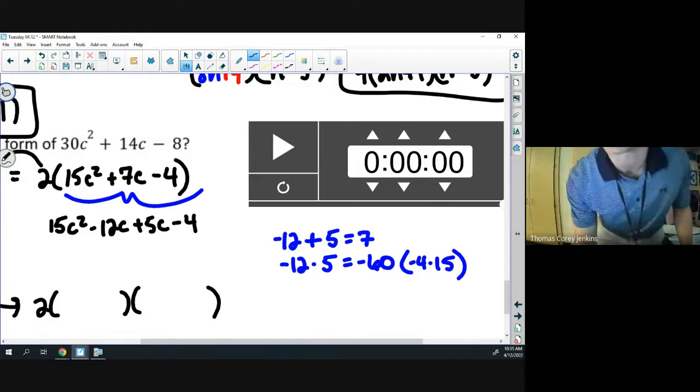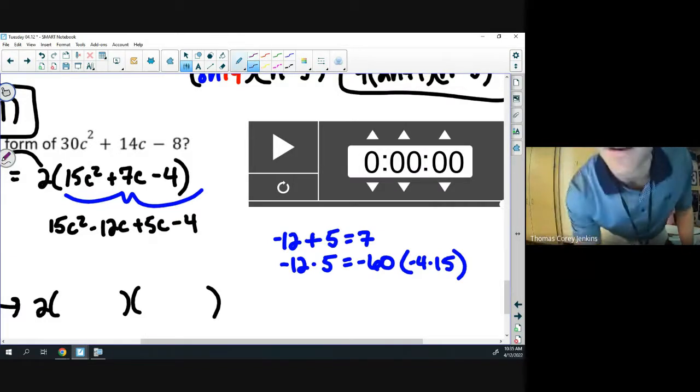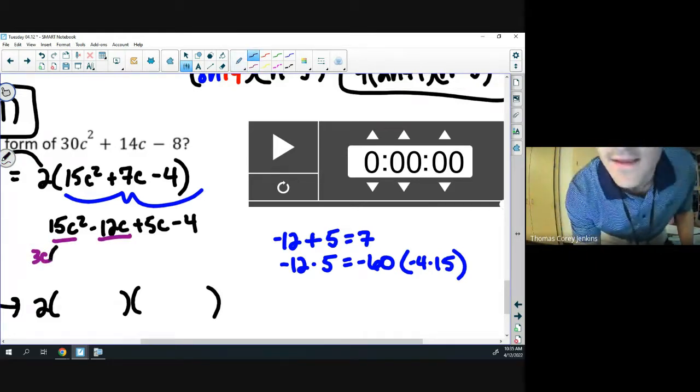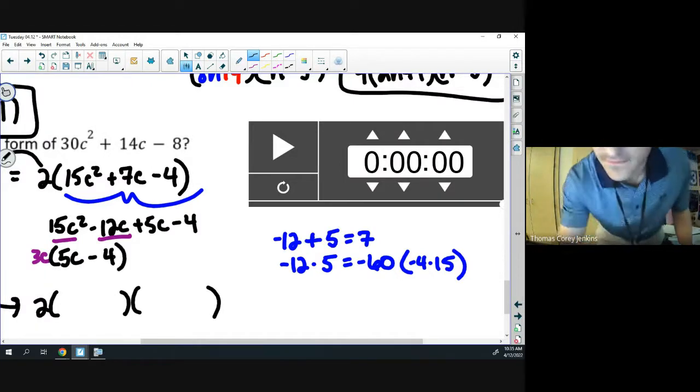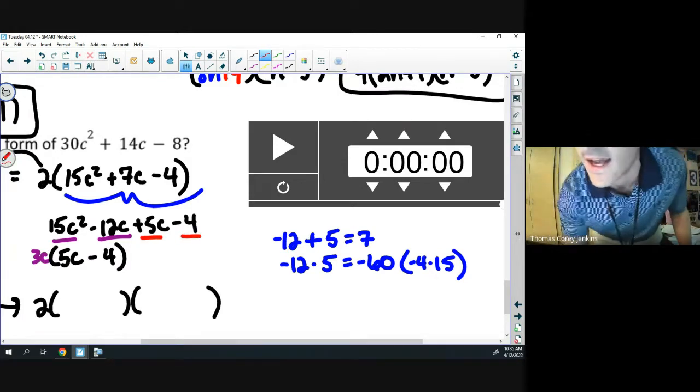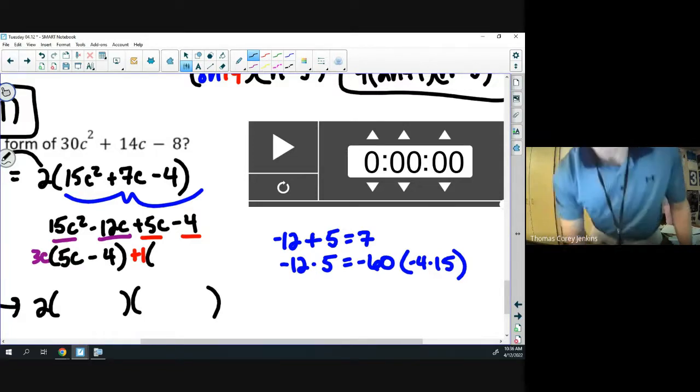Okay, so out of my first couple terms, I could factor a 3c. And that's going to give me 5c minus 4. And then again, on your last 2 terms, there is no common factor. So we would just say plus 1 times those 2 terms. Yes? -5, +4. Yes, it would be. Yes.